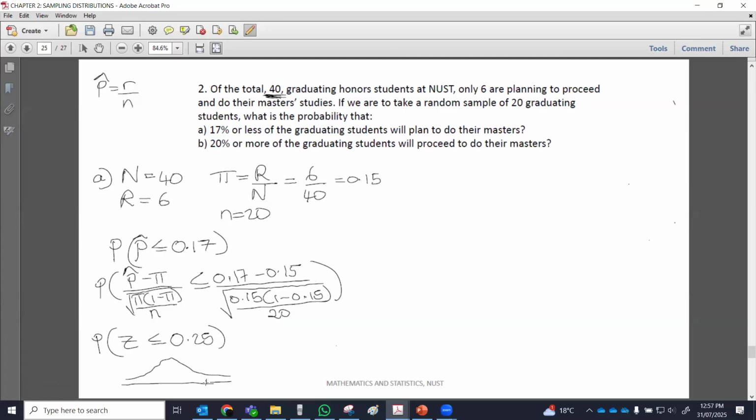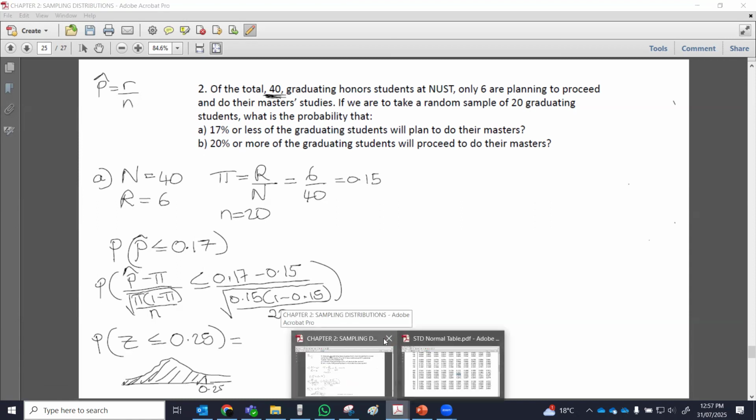So 0.25 is here. And because we're looking for less than, it means we're looking for all this area here. And we can see it's going to be a little bit big, or maybe I drew it a little bit far away from 0, but it's more than 0.5 of the percentage. It's more than 0.5. Okay, next we go to our table.